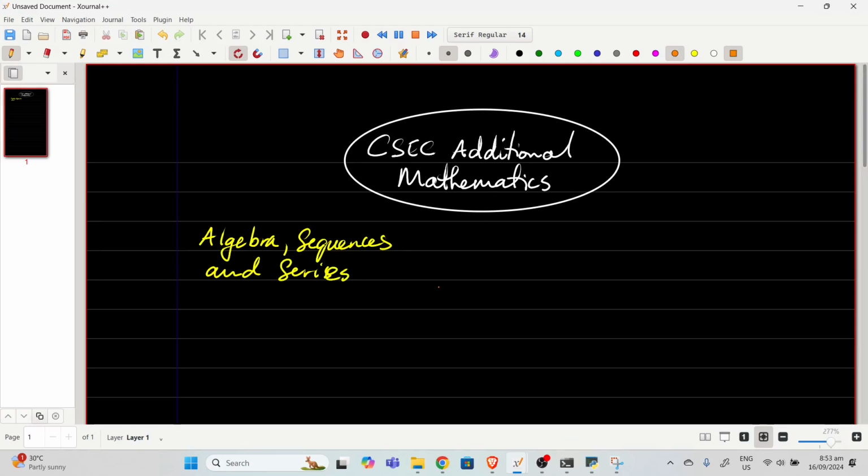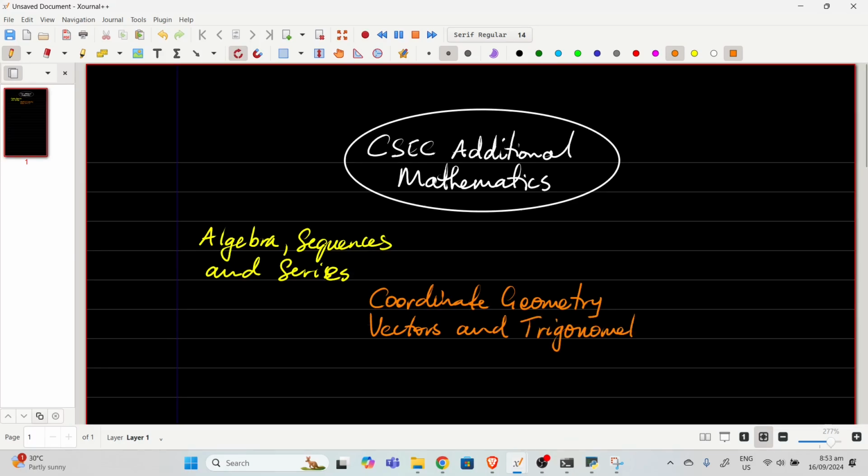The next topic is coordinate geometry, vectors, and trigonometry. The third topic would be introductory calculus, and the last topic would be probability and statistics.